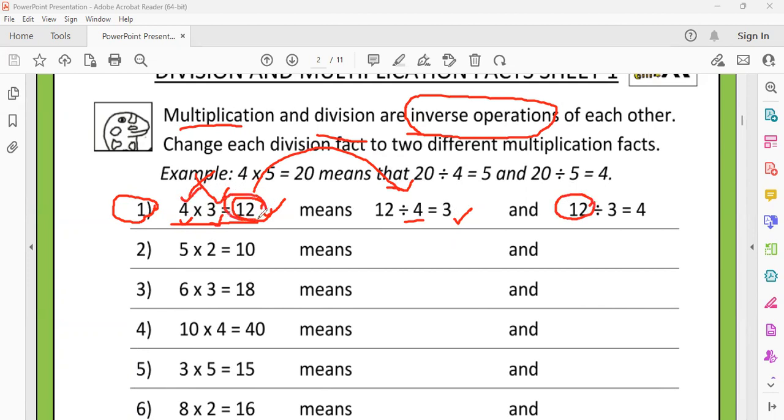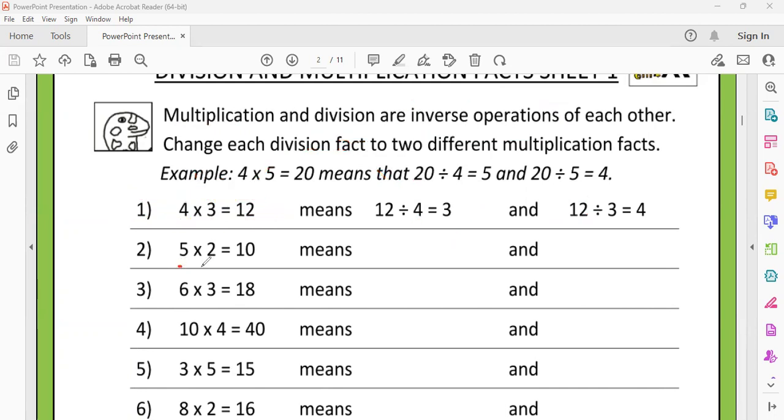So you use your quotient and you either divide by the dividend, you get your divisor, or you divide by the divisor and you will get your dividend. All right, I'll repeat that. Let's try again. 5 times 2 equals 10. So 10 divided by 2 equals 5. And 10 divided by 5 equals 2. So this is what is meant by inverse or reciprocal or opposite. You don't have to really remember the terms as long as you know how to do it.